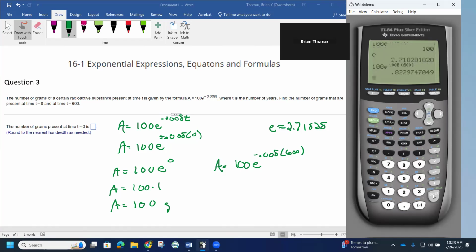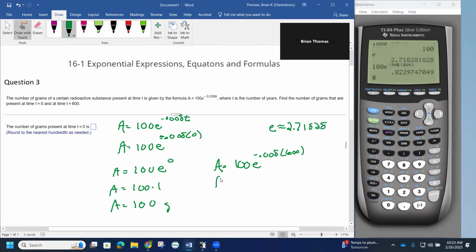So notice that there is still some left. They say round to the nearest hundredth as necessary, so that would be like 0.82 grams. So not quite a gram of radioactive substance left. But notice how there is still some of it left. That's pretty impressive that after 600 years, there's only 100 grams present to begin with, but there's still almost a gram left after 600 years.